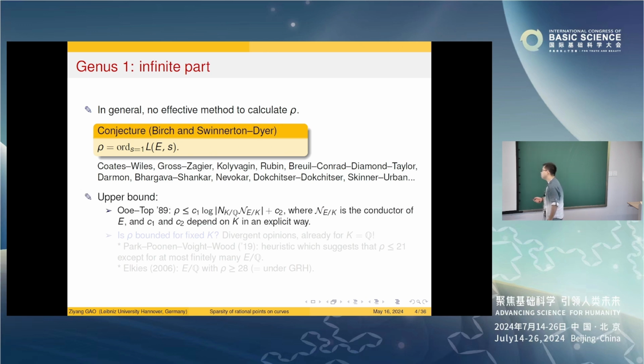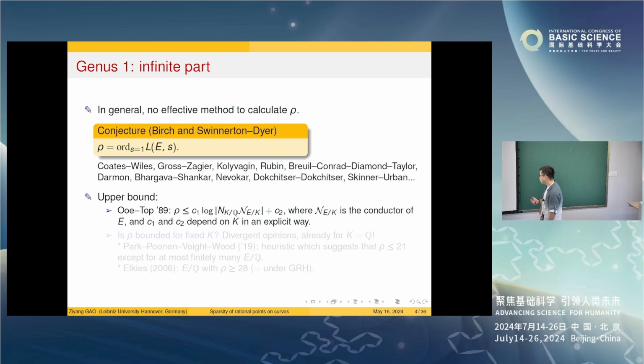And in practice, sometimes we don't need something so specific. We need some upper bound for the Mordell-Weil rank. And here is an explicit upper bound. It depends on the elliptic curve in an explicit way, through the conductor, and on the field, through C1 and C2. So C1 and C2 depend on K in an explicit way, meaning that they depend on the degree and the discriminant of the field.